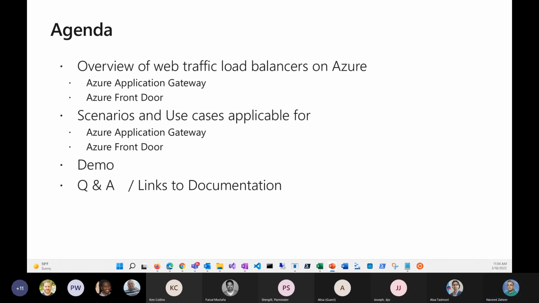So for this discussion, we are just focusing on these two. Just like we always do, a quick level set on these services, and then look at some of the scenarios and use cases which are applicable to both, or where you can use them better together.